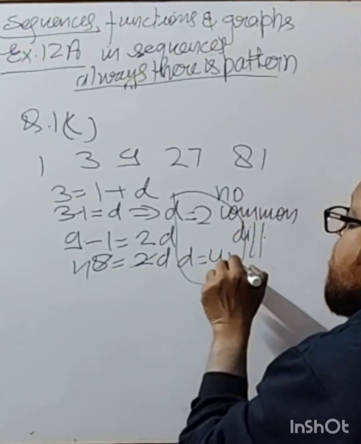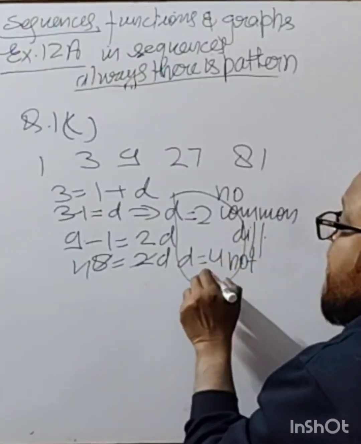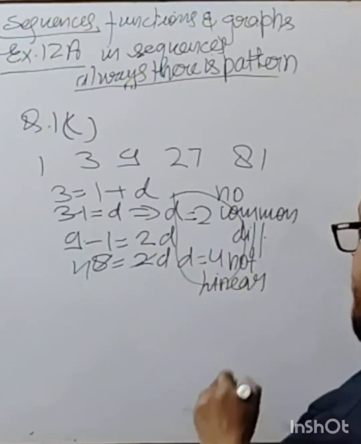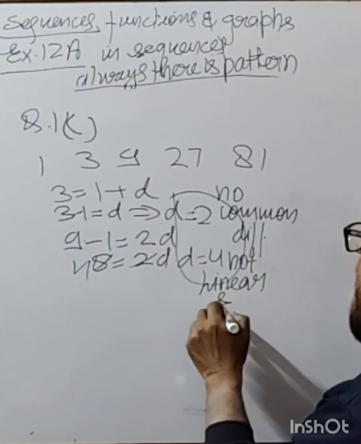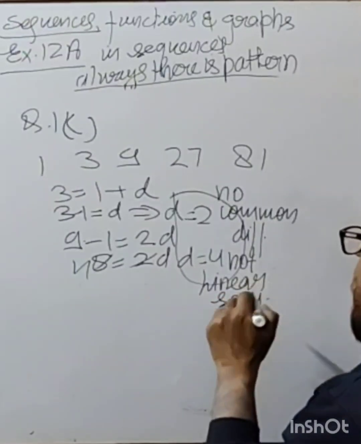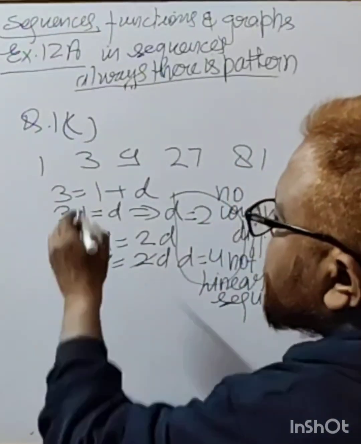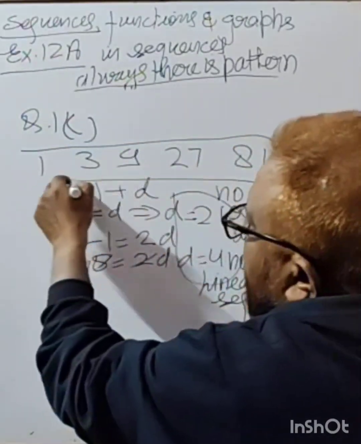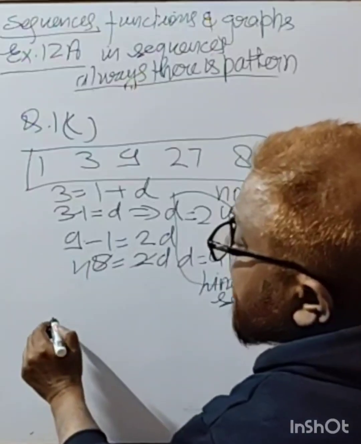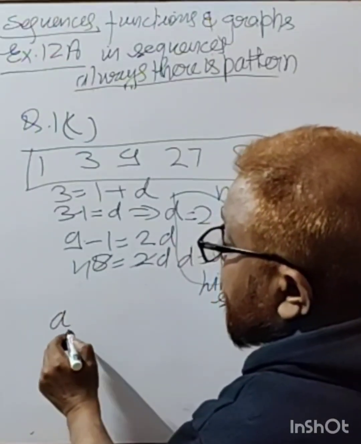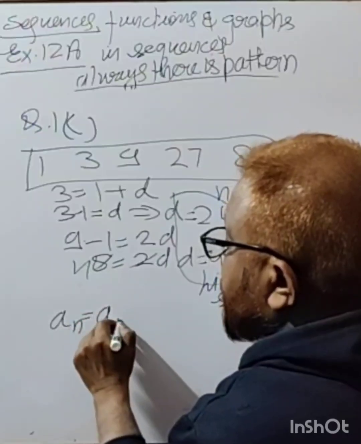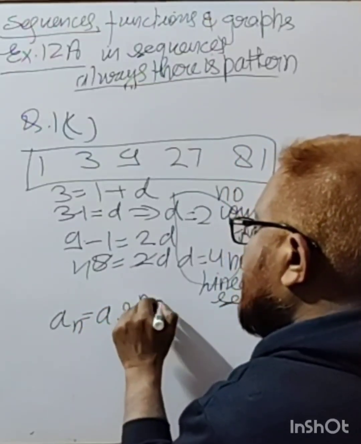Difference. So not linear. Not linear sequence. Right? Okay. Now we come to the second. The nth term is equal to a r raised to the power n minus 1.